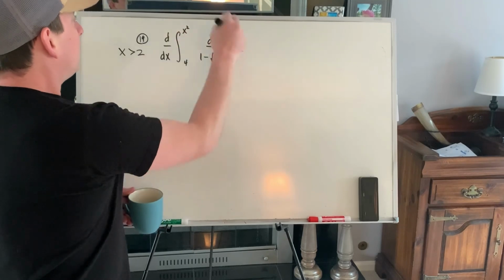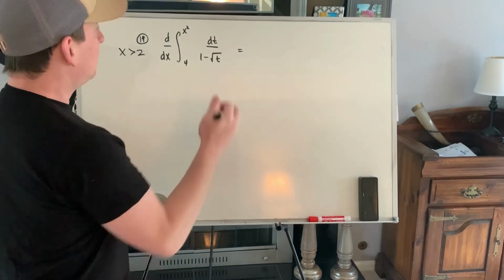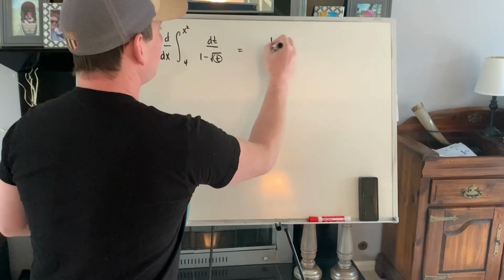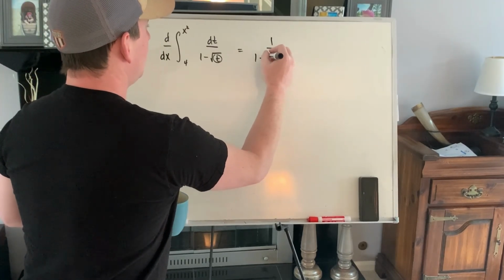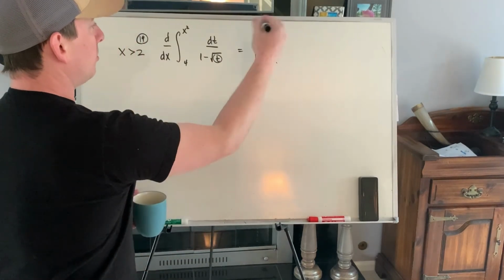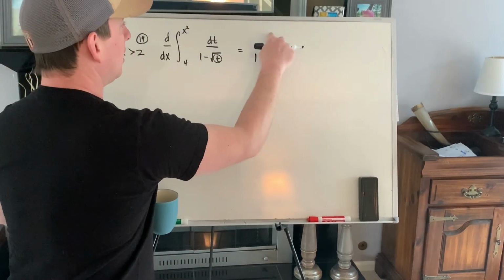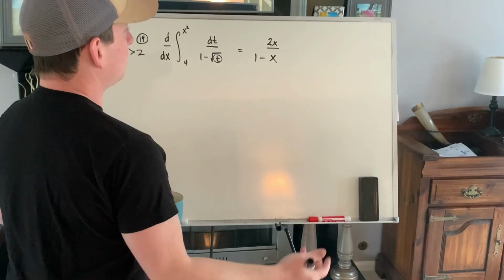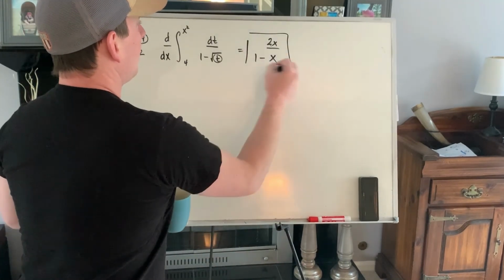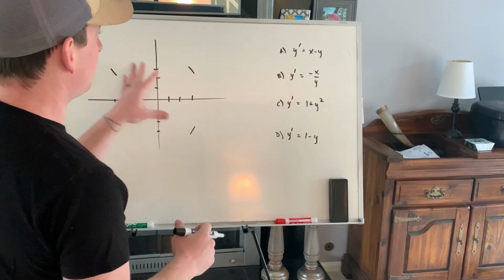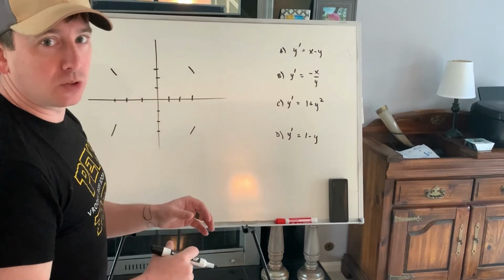So to take the derivative of an integral function, you just replace your dummy variable with the entire upper bound. So we have 1 minus the square root of x squared, so let's just say x, and then multiply that whole thing by the derivative of the upper bound, which is 2x. And that's A.